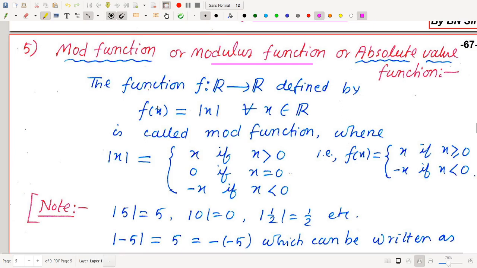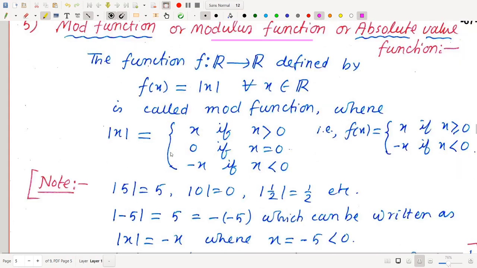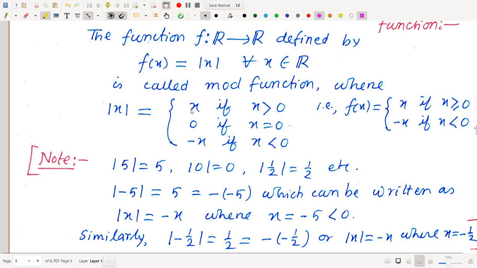Modulus function. The function f from the set of real numbers to the set of real numbers defined by f(x) equal to mod x for all x belongs to R is called the mod function or modulus function or absolute value function. But what is mod x? The meaning of mod x is: mod x equal to x if x is greater than 0. If x is positive, then mod x is x. If x is 0, then mod x is 0.